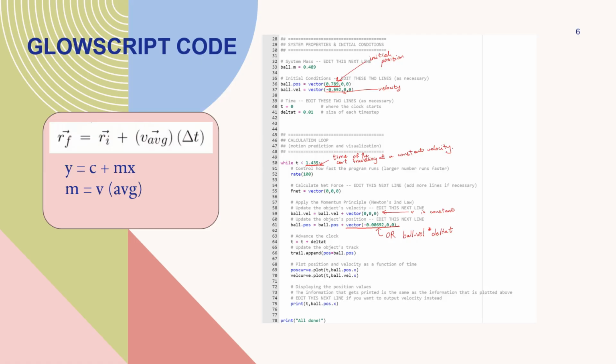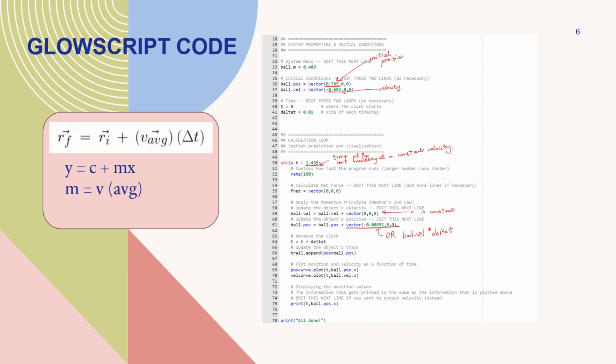Moving on, here's the GlowScript code that we used to create the theoretical model. We first used the equation on the left to obtain the value of the average velocity. The initial position, final position, and time values were all known, so we were able to calculate the average velocity easily. To the right, we have the code.